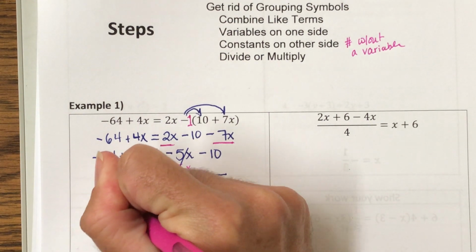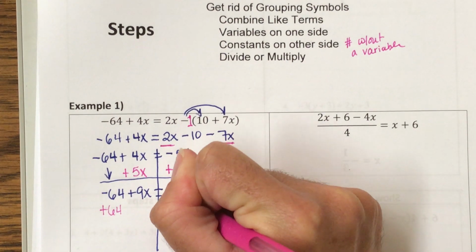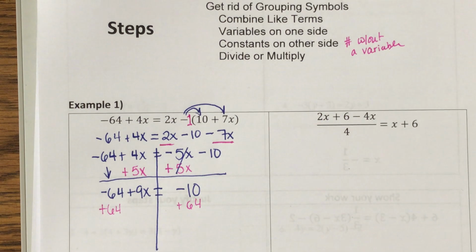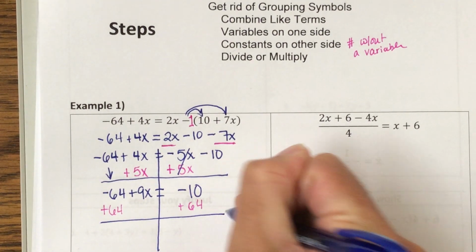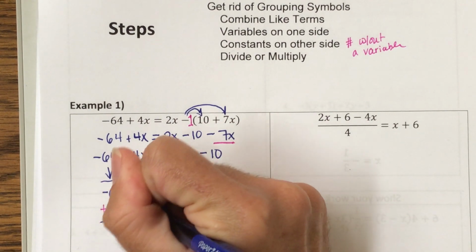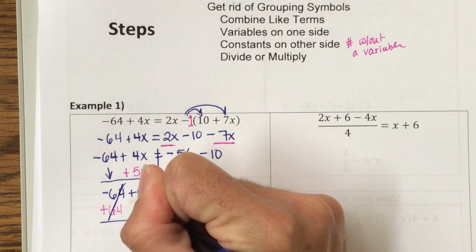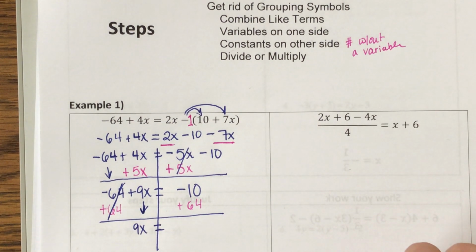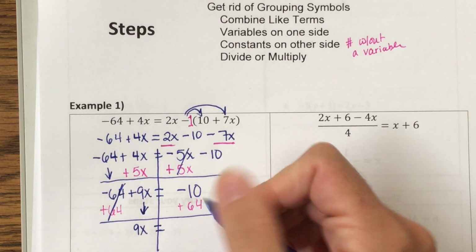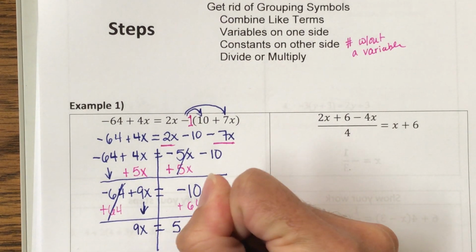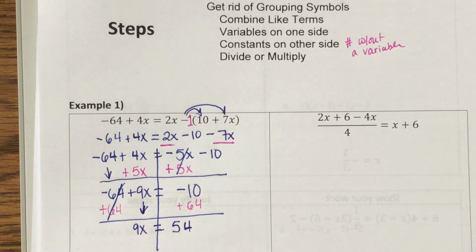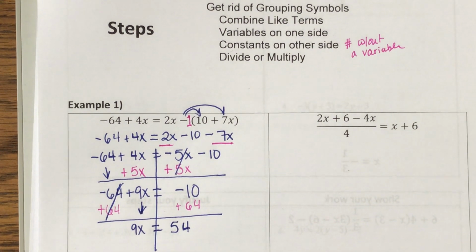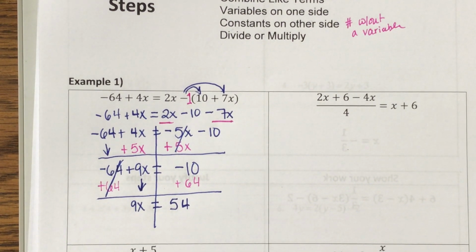So I'm going to add the 64 to the negative 10. The 64 cancels out. Bring down my 9x. So now I have 9x is equal to, so negative 10 and 64 become 54. So 9x equals 54. So the last step is divide or multiply.